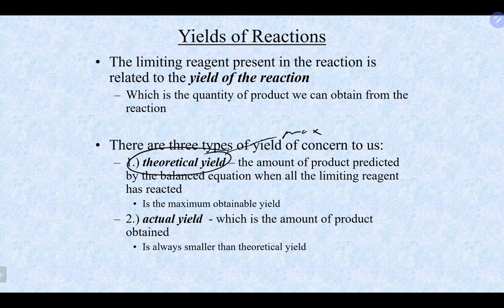So when we did the calculation in the previous problem, we calculated the theoretical yield of both products. By the way, when you calculate a theoretical yield or an actual yield, a yield has to be a product, so it has to be on the right-hand side. You can't have a yield that's a reactant.